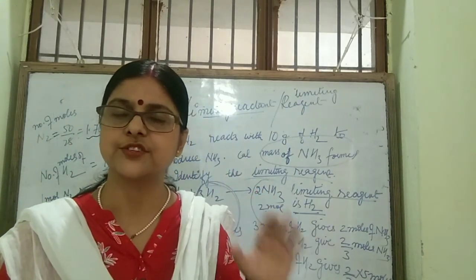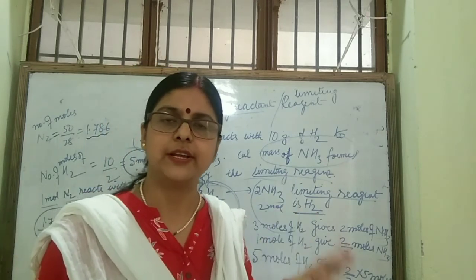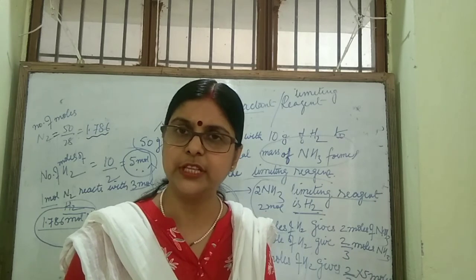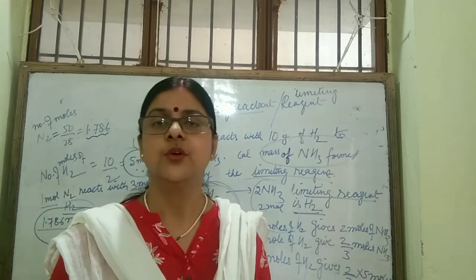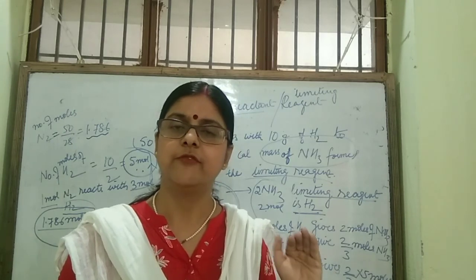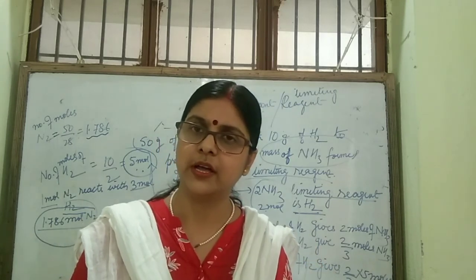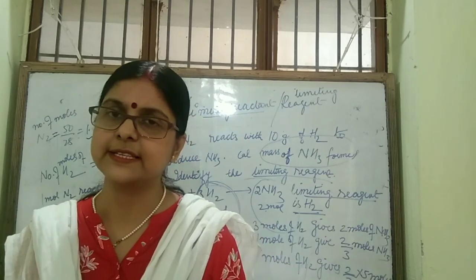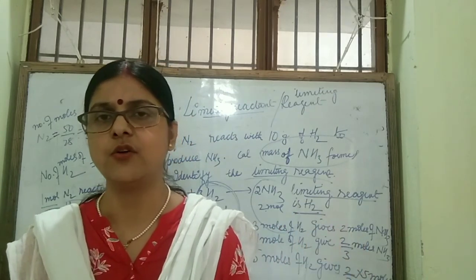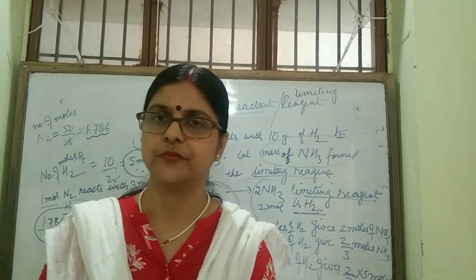So, first of all, we will have to find out the limiting reagent, the reagent which is completely consumed in the reaction, and then we will find out the product from the given amount of reactant which is acting as the limiting reagent. By the stoichiometry, we will find out how much product will be formed.